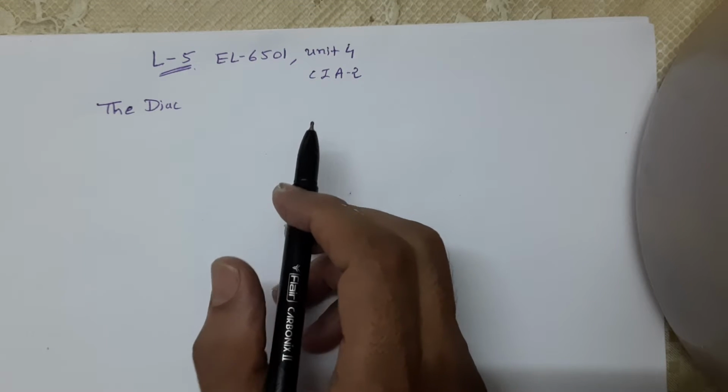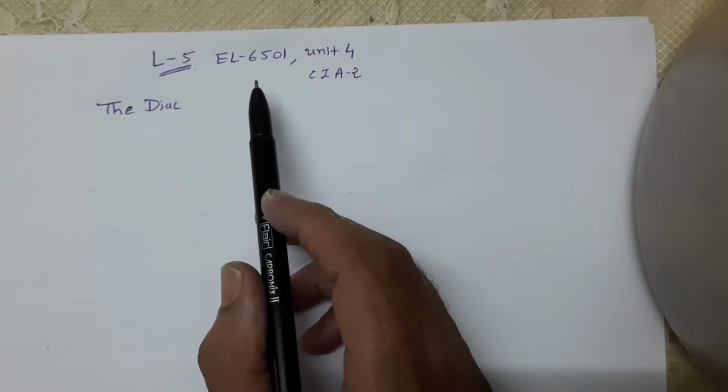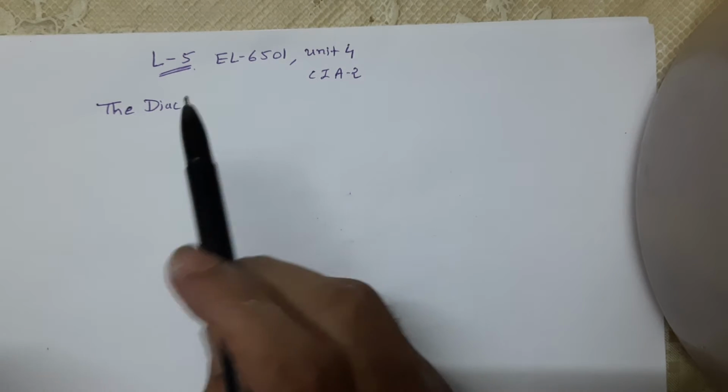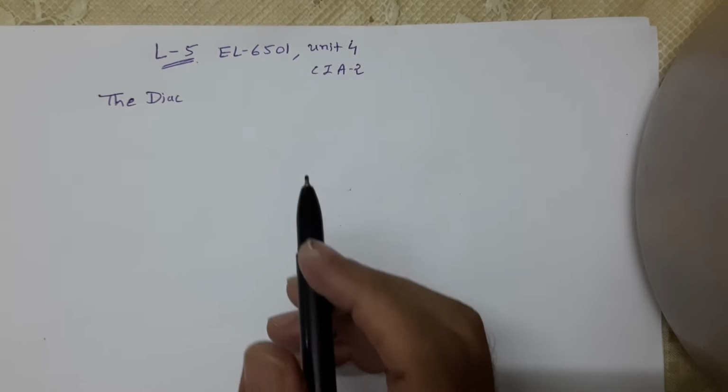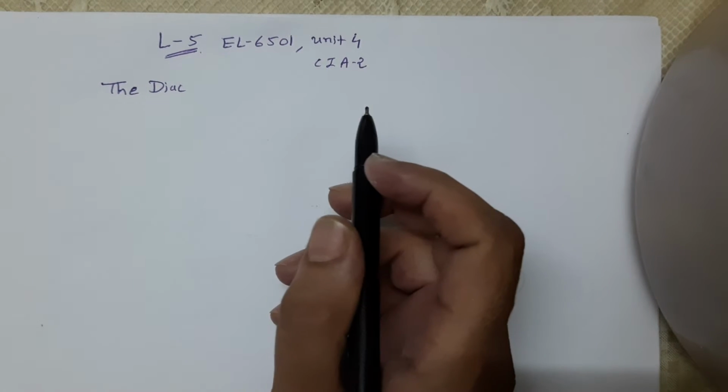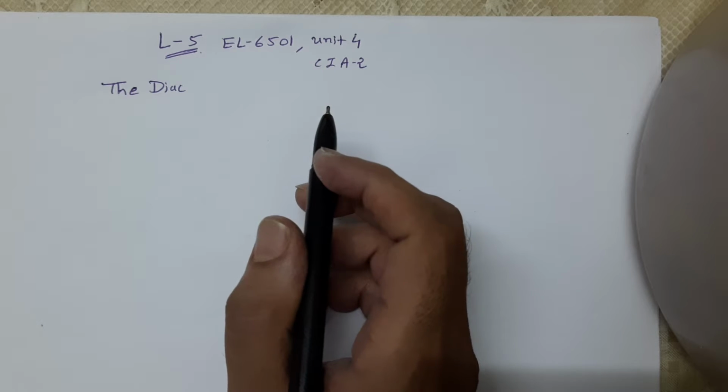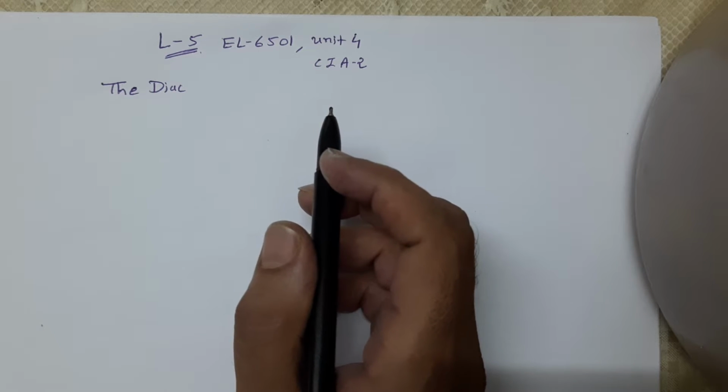Now, this is lecture number 5, paper EL 6501, unit 4. This is in the syllabus of the CIA 2 exam. We are discussing the diac.